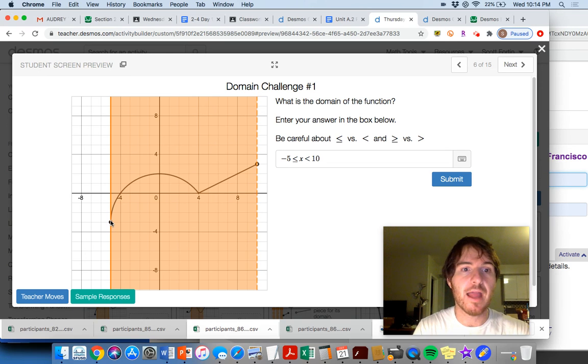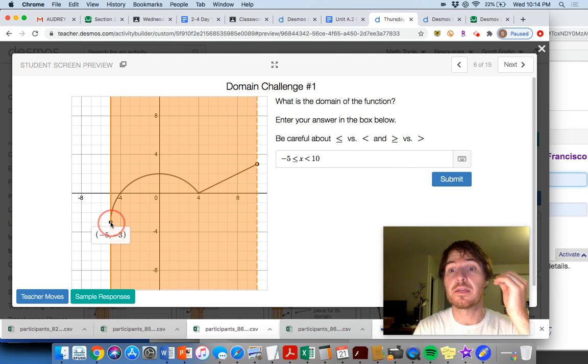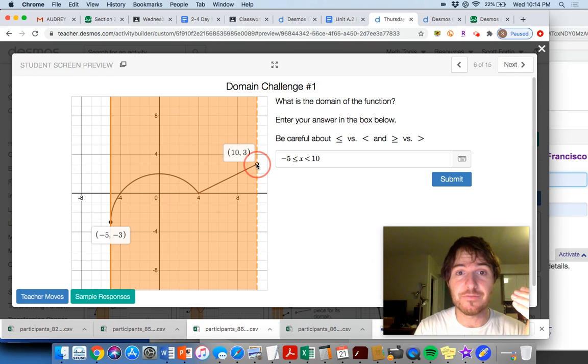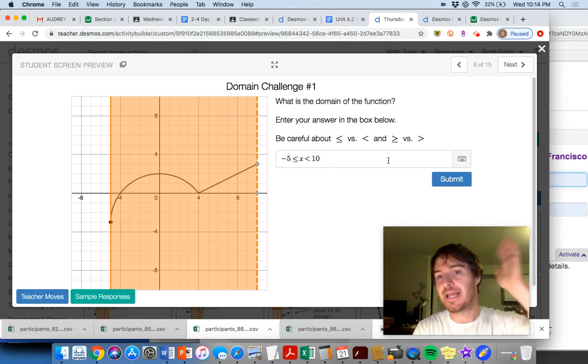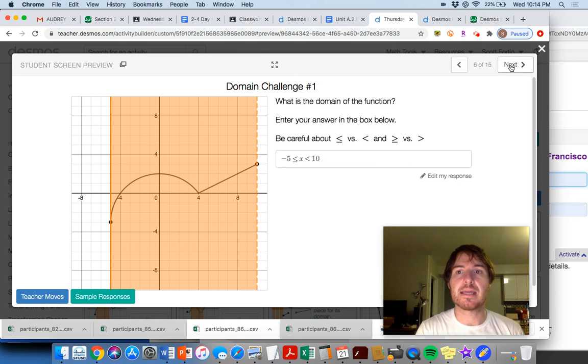When x is negative 5 in this function, the output is negative 3. So we know it works. When x is 10 in the function, it says 10.3. Oh, that's not part of the domain. We don't want that. It's undefined, as we saw earlier. So it's just a less than symbol there. Submit, and there we go.